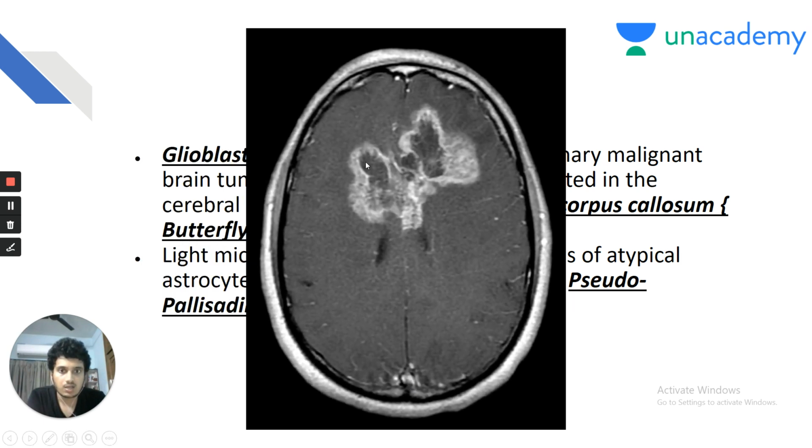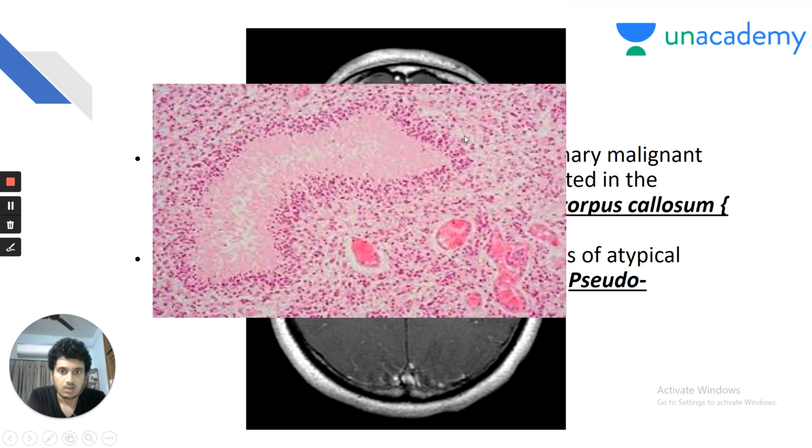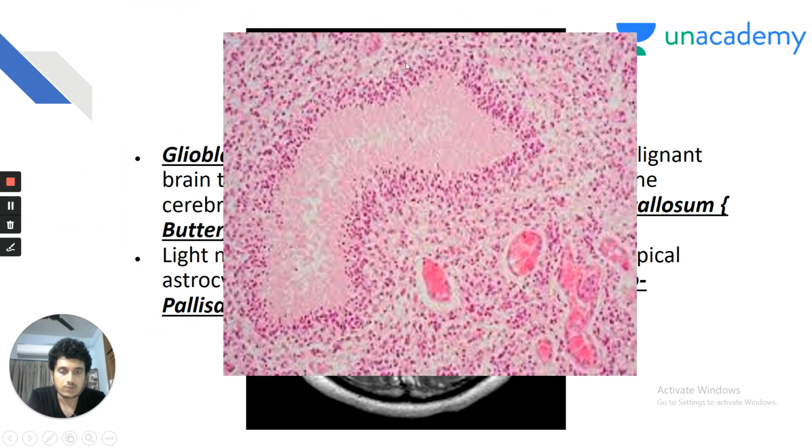So this is classical glioblastoma multiforme crossing the midline with a butterfly appearance, and this is the classical description of pseudo-palisading. You can see this area is entirely necrosed and the atypical astrocytes grow up together to form pseudo-palisading. If it was formed by true epithelial cells, then it is known as true palisading, which is to be seen in craniopharyngioma.